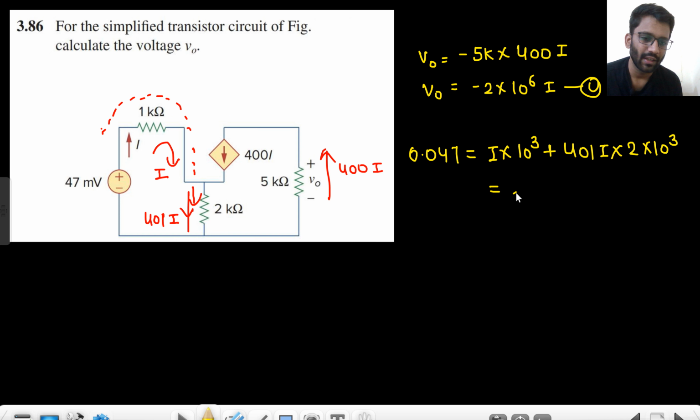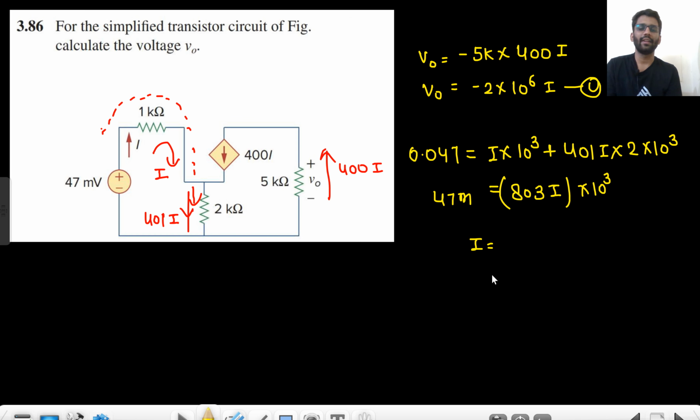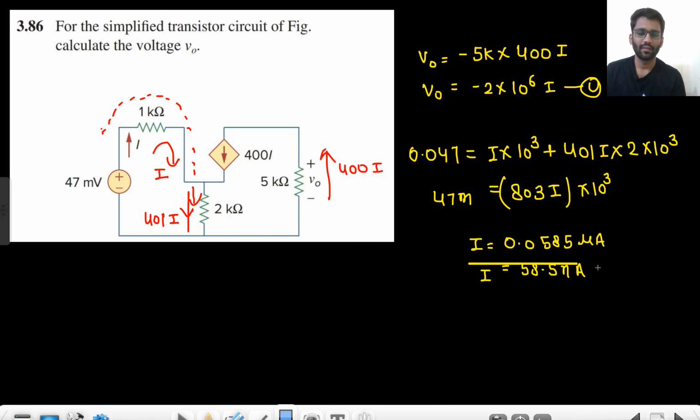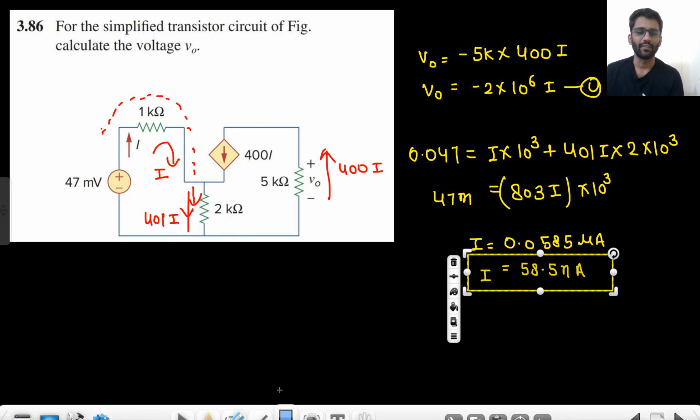That means 803 I into 10 to the power 3 is equals to 47 milli. Okay, so I will be equals to 47 by 803. That will be 0.0585 microampere, or you can write 58.5 nanoampere. This is the value of I. This is the value of I we get.